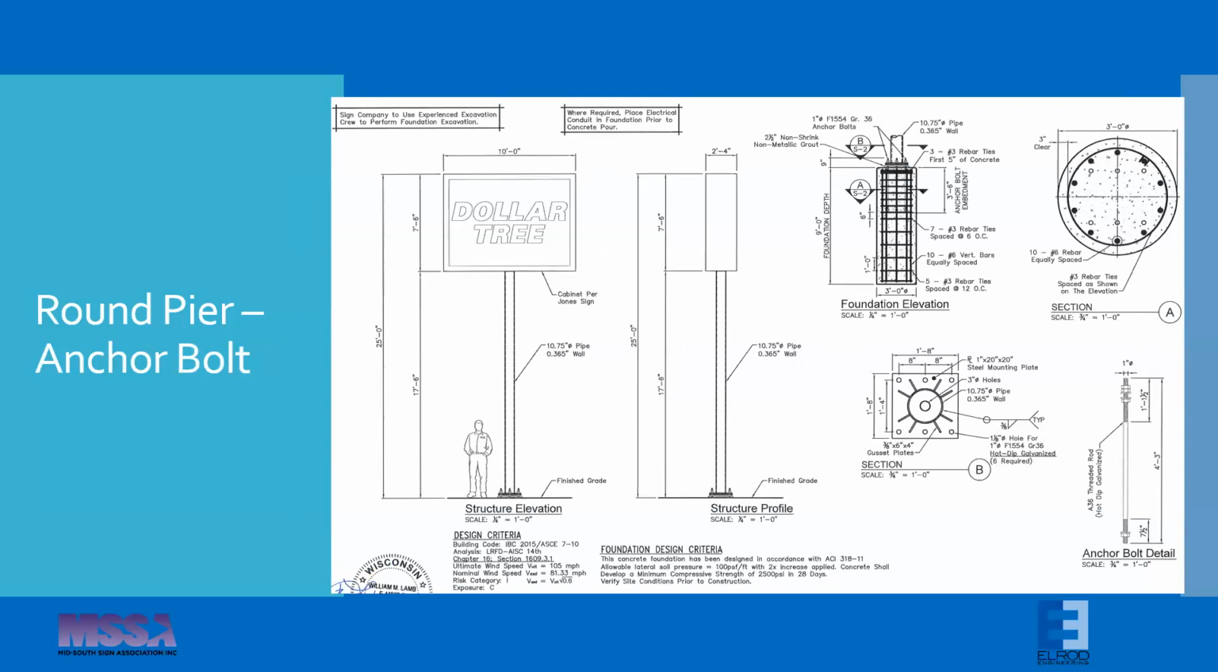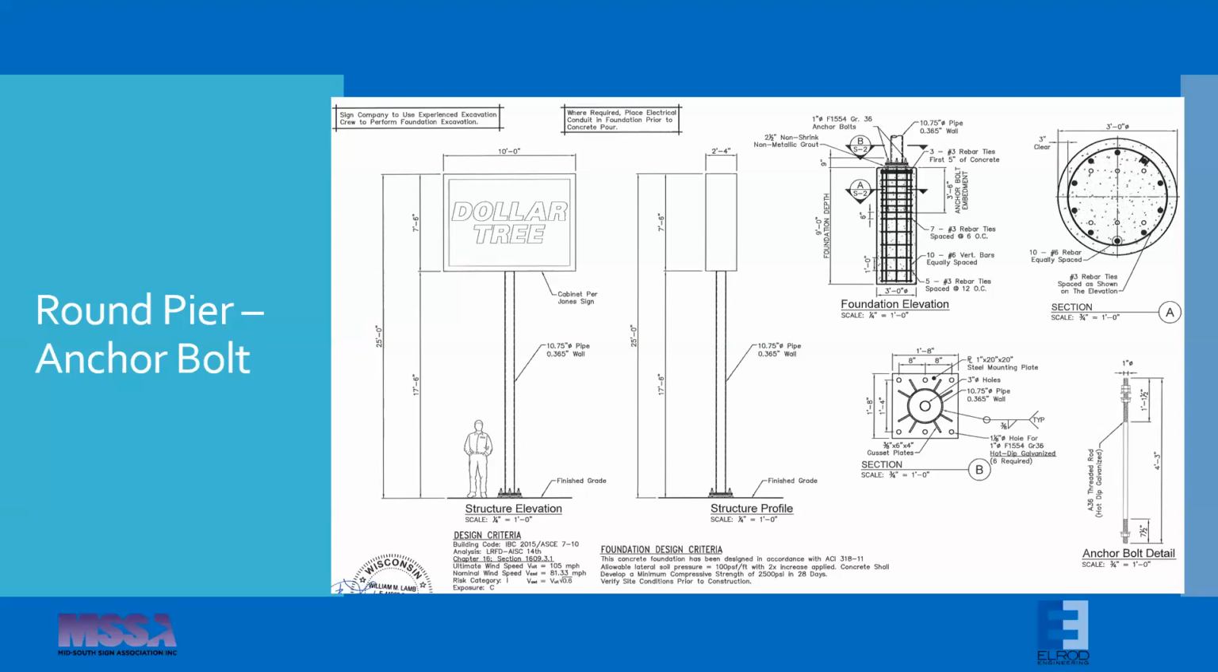This is still a round pier foundation, but in this case, you have anchor bolts. Sometimes people refer to them as a specific type, which is called a J-bolt, with a cage of rebar inside the foundation. And I want to make sure and emphasize that point. There always needs to be that rebar inside the foundation when you're using anchor bolts. Concrete by itself does not have the strength to resist the overturning moment of a sign that is anchor bolted to the foundation.